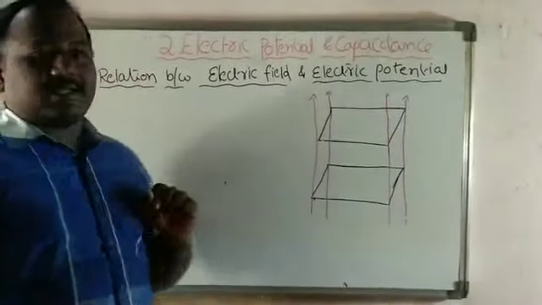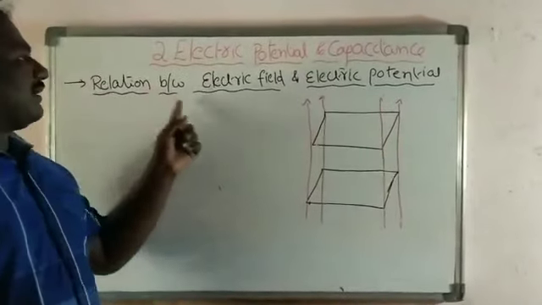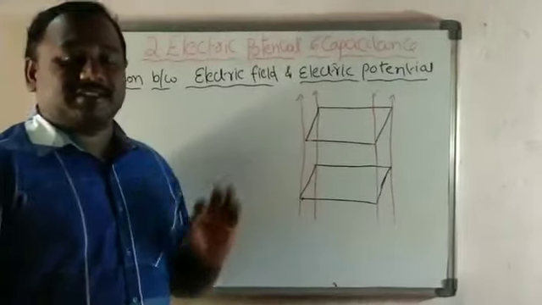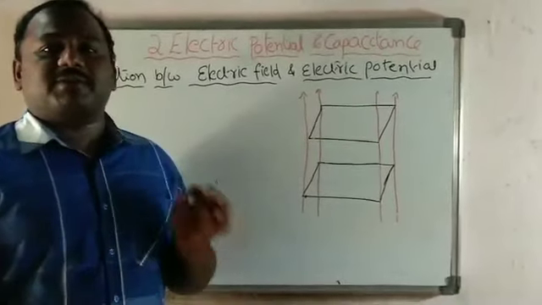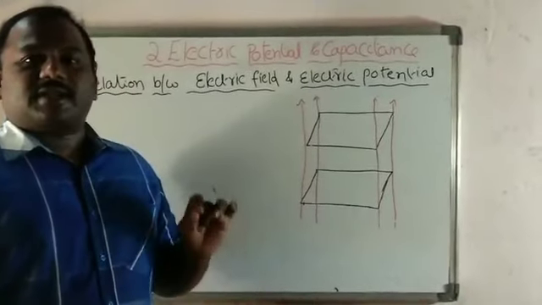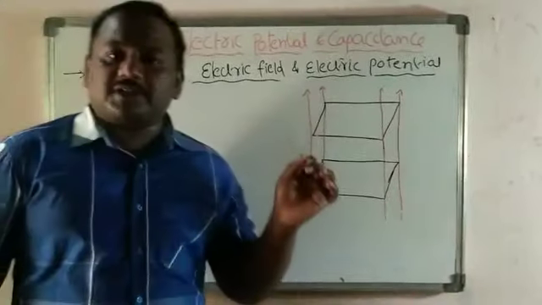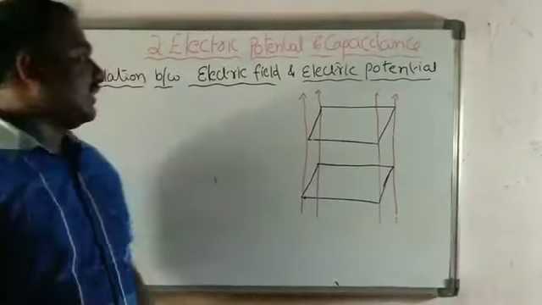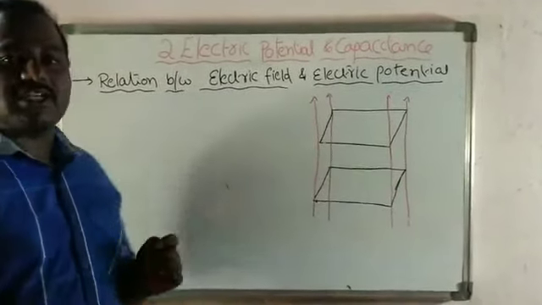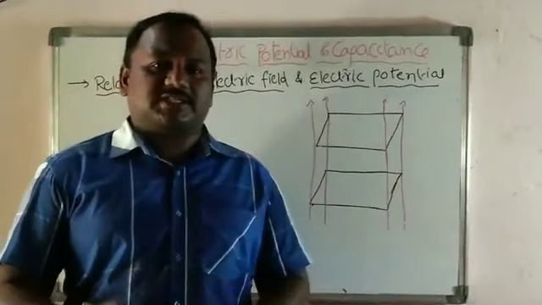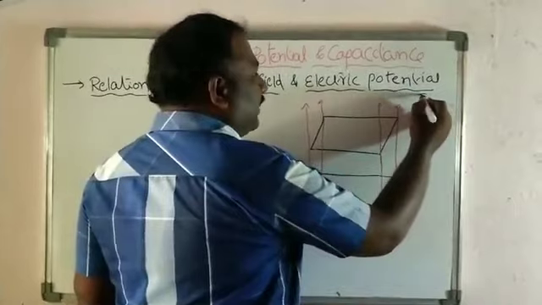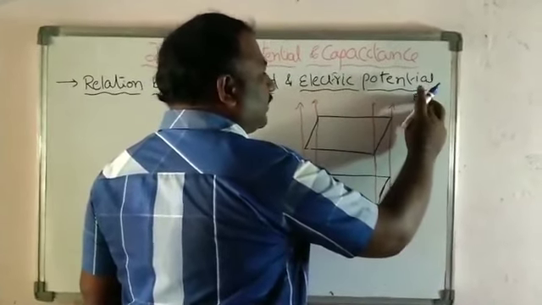See students, the next topic is relation between electric field and electric potential. This is also one of the important questions in this chapter. We have a number of 3 mark questions, very important. The previous one was properties of equipotential surfaces. Now this is another important question, that is relation between electric field and electric potential. We have to take the relation between field and potential. Field is represented with E and potential is represented with V.